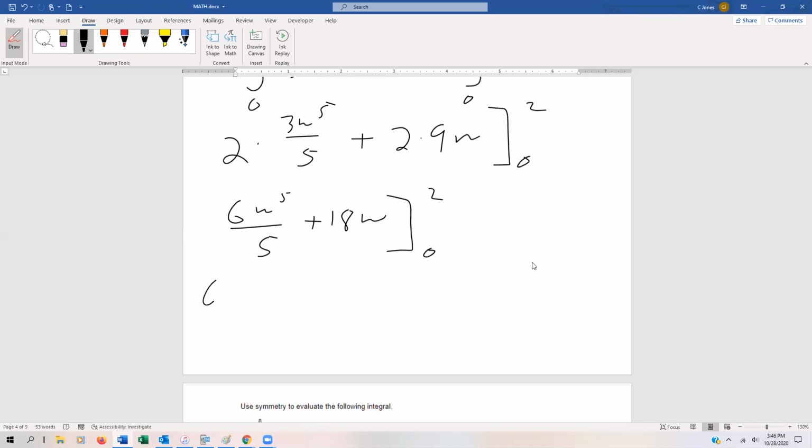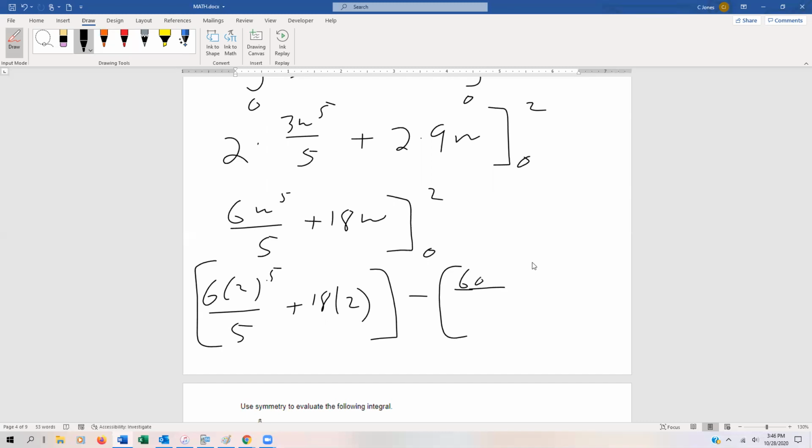So this is going to become 6 times 2 to the 5th divided by 5 plus 18 times 2, minus the quantity of 6 times 0 to the 5th over 5 plus 18 times 0. And the nice thing about this, and this is why it's really nice to be able to recognize the even and odd symmetry, is that this is just going to go away. And now we can just go ahead and stick this into the calculator to get the solution to this. Right, so I'm just going to go ahead and do that.